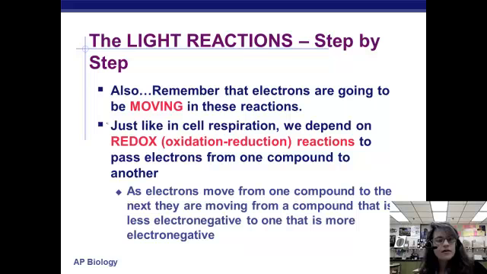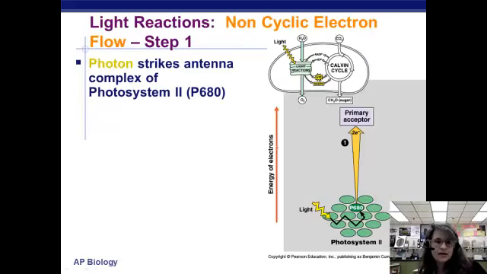Please be aware that oxidation reduction reactions are going to play a role in passing the electrons from one chemical group to the next, just like they did in cell respiration. Electrons move from one thing to another by oxidation reduction reactions, because one compound will be more electronegative, or electron loving, than another, and so the electrons will move to the one that loves them the most. So here are our steps.